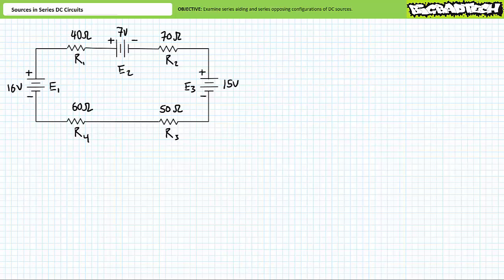Let's take another look at Kirchhoff's voltage law for advanced circuits, including more than one voltage source. Consider the series circuit consisting of E1, a 16-volt source oriented positive to negative, top to bottom. R1, a 40-ohm resistor. E2, a 7-volt source configured positive to negative, left to right. R2, a 70-ohm resistor. E3, a 15-volt source configured positive to negative, top to bottom. R3, a 50-ohm resistor. And finally, R4, a 60-ohm resistor.